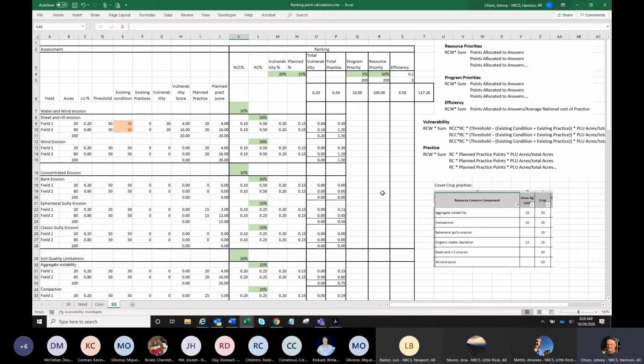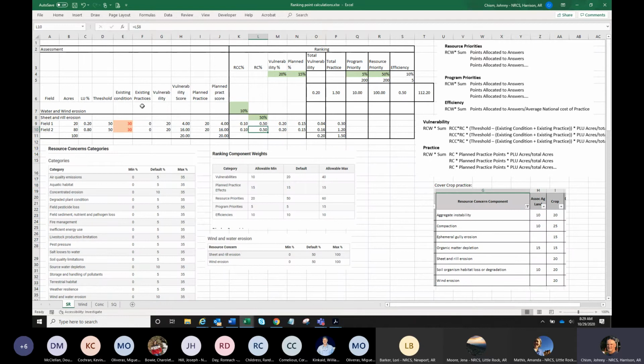Yes. So the vulnerability is based on the threshold and the existing condition. So for example, I'm going to go back to the sheet and rill erosion. This is actually, the planner answers questions for sheet and rill erosion. They don't run RUSLE2. They don't run WEPS.